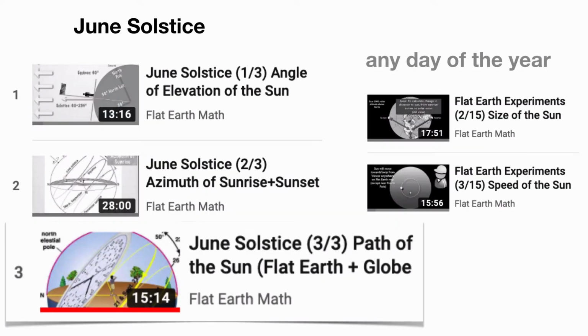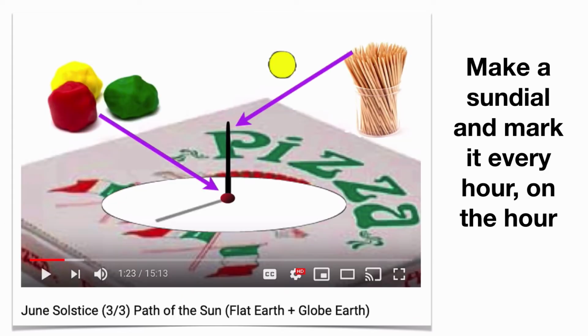Alrighty. The third exploration is on the path of the sun in the sky using a sundial. Now, sundials are easy to construct. I mean, you could buy a professional sundial, and there's actually a bunch of different varieties. They all have different types of gnomons. But the simplest, you jam a toothpick in a pizza box.